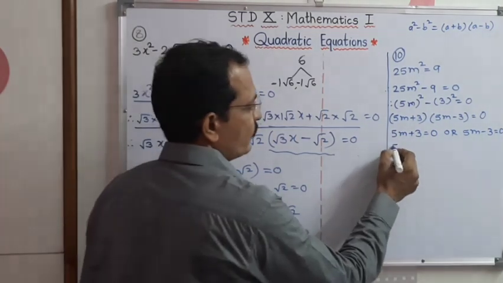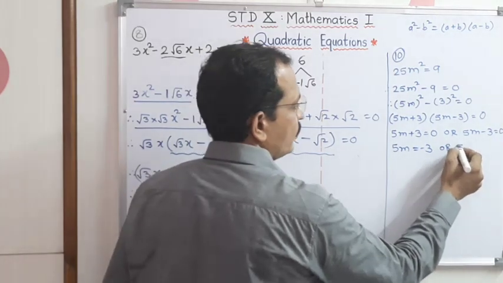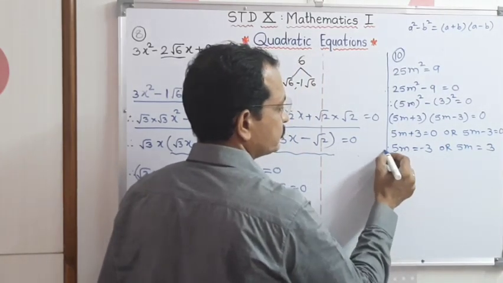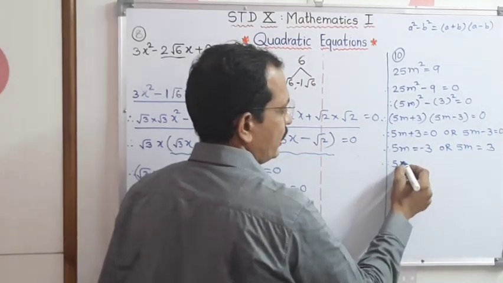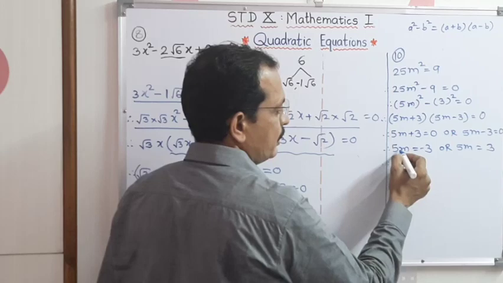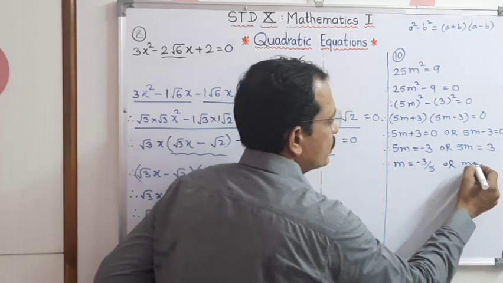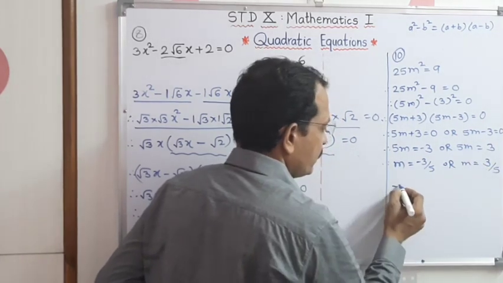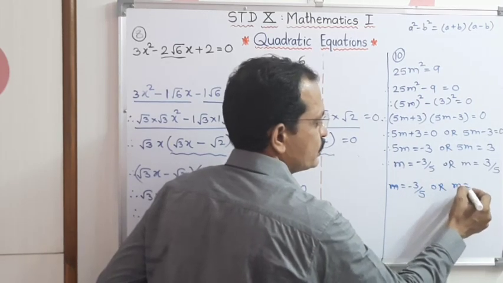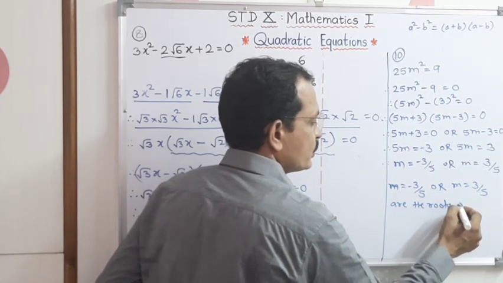Now see here, 5m plus 3 equal to 0: 3 goes to that side and becomes minus 3, so 5m is equal to minus 3. And here 3 will become plus 3. Now we have to find out the value of m. Divide by 5 on both sides, m is equal to minus 3 upon 5, and here m is equal to 3 upon 5. Therefore m is equal to minus 3 upon 5 or m is equal to 3 upon 5 are the roots of the given equation.